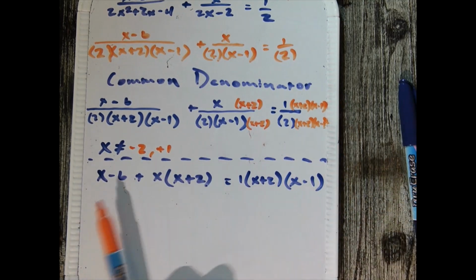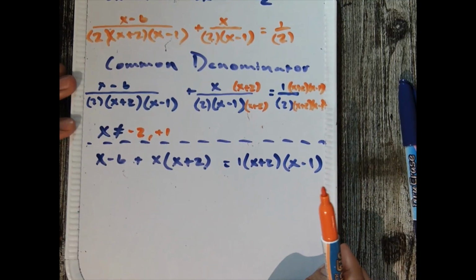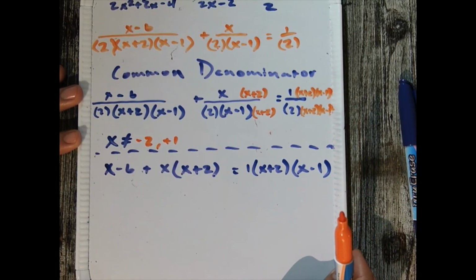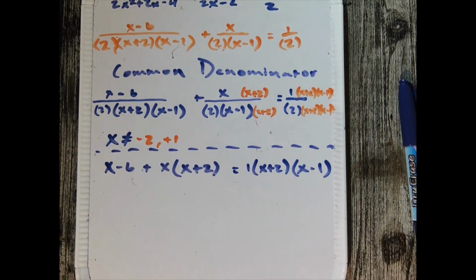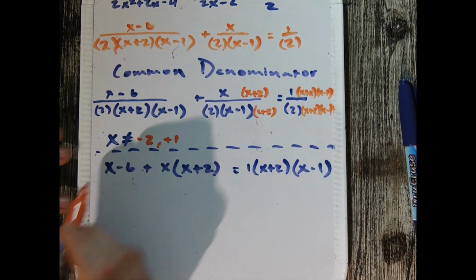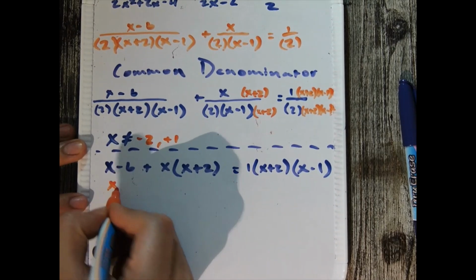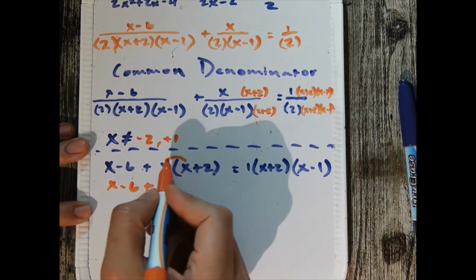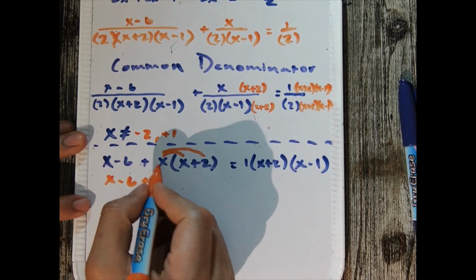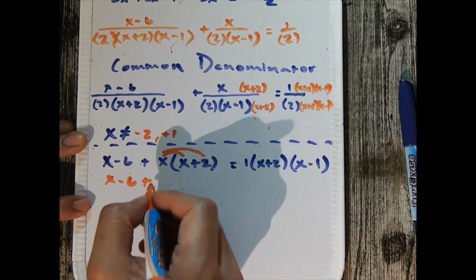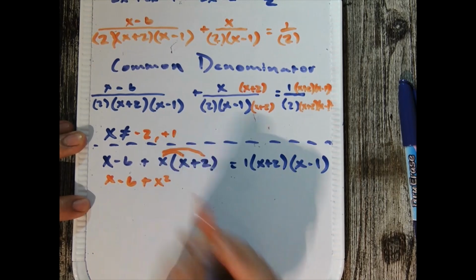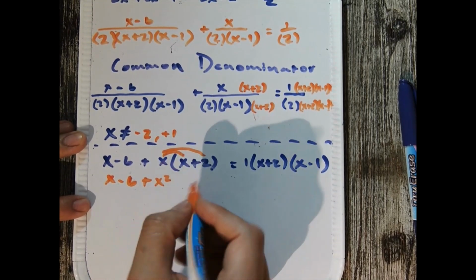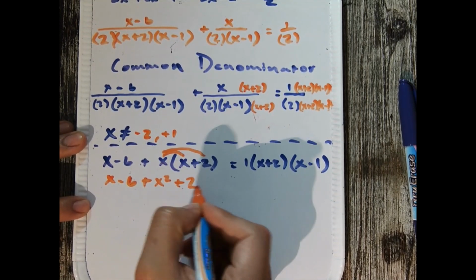And the rest is simple algebra. So I have to distribute first on both sides. So here again, I have the x minus 6 plus, again, x times x and x times 2. X times x, what I get is x squared. X times positive 2 is positive 2x.